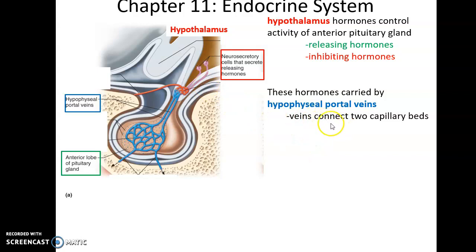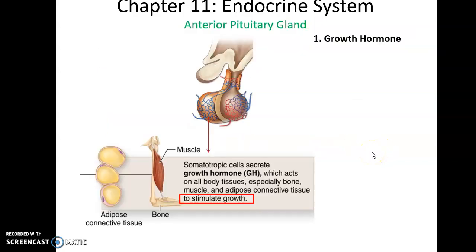And the way the hypothalamus does this is it releases its hormones into a blood capillary bed that's next to the hypothalamus. Then the hormones travel through the bloodstream through a vein and then leave the bloodstream through another capillary bed to affect the anterior pituitary gland. And this system where you have two capillary beds connected by a vein, that is a portal vein system. So this is specifically the hypophyseal portal vein, where a vein is connecting two blood capillary beds.